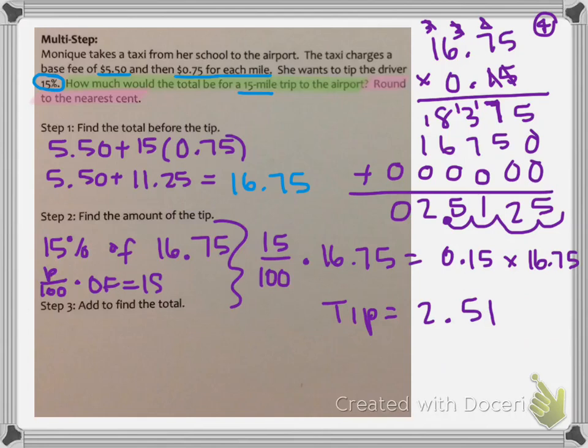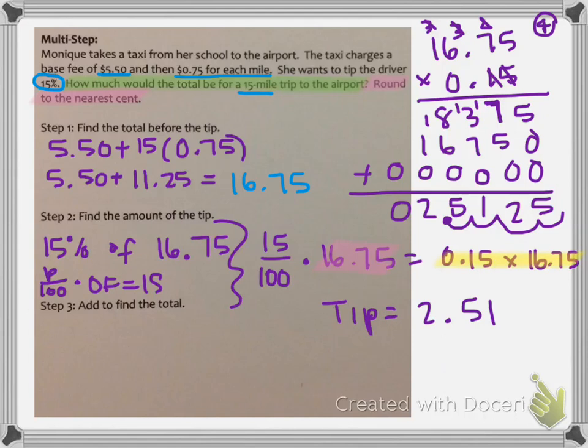So let me walk you through what I did in this problem. I set up my P over 100 times of equals is, and because I was working with a decimal right here, I thought maybe it might be easier if I converted my fraction 15/100ths into a decimal, which we know how to do. We know exactly what that would look like as a decimal. It's 0.15. So I rewrote my problem as 0.15 times 16.75. And I thought that might be easier than trying to multiply a fraction times a decimal.